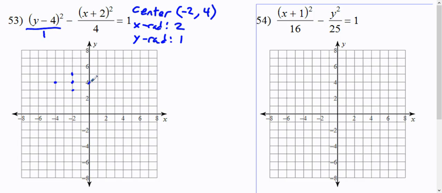And then that forms a rectangle going through those points. Then using that rectangle, we will draw our asymptotes. It has to go diagonal through both corners of that rectangle.